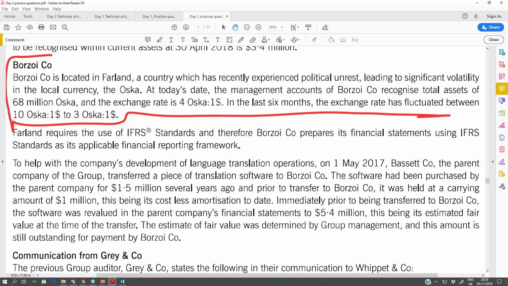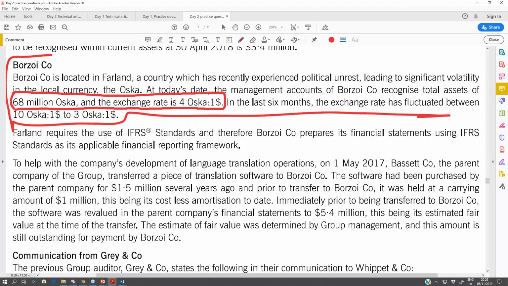So it can also become important because of its circumstances, leading to significant volatility in the local currency, the ACCA. The ACCA is the local currency for Farland, where Borzoi is located. At today's date, the management accounts of Borzoi recognize total assets of 68 million ACCA. So 68 million ACCA is the total assets of this subsidiary, and the exchange rate is 4 ACCA to $1.